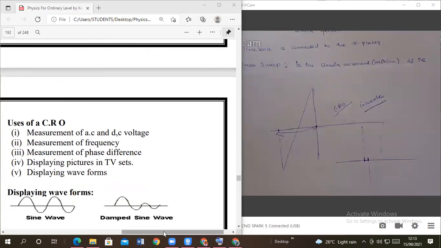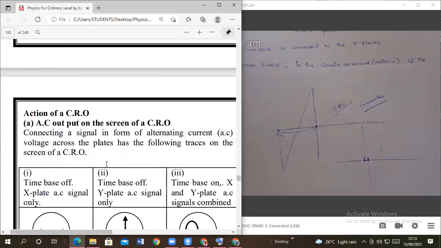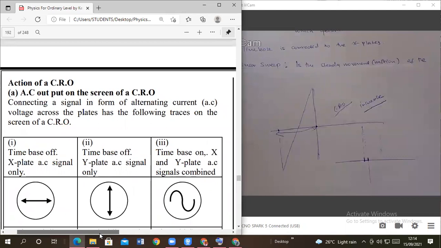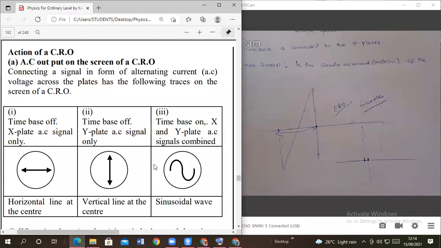Now, that should take us to this other part here, the action of the CRO. And the action of a CRO, here we are going to look at the advantages or the uses of the CRO, and how we study the waveform of the CRO depending on the time base and what is on the Y plate.